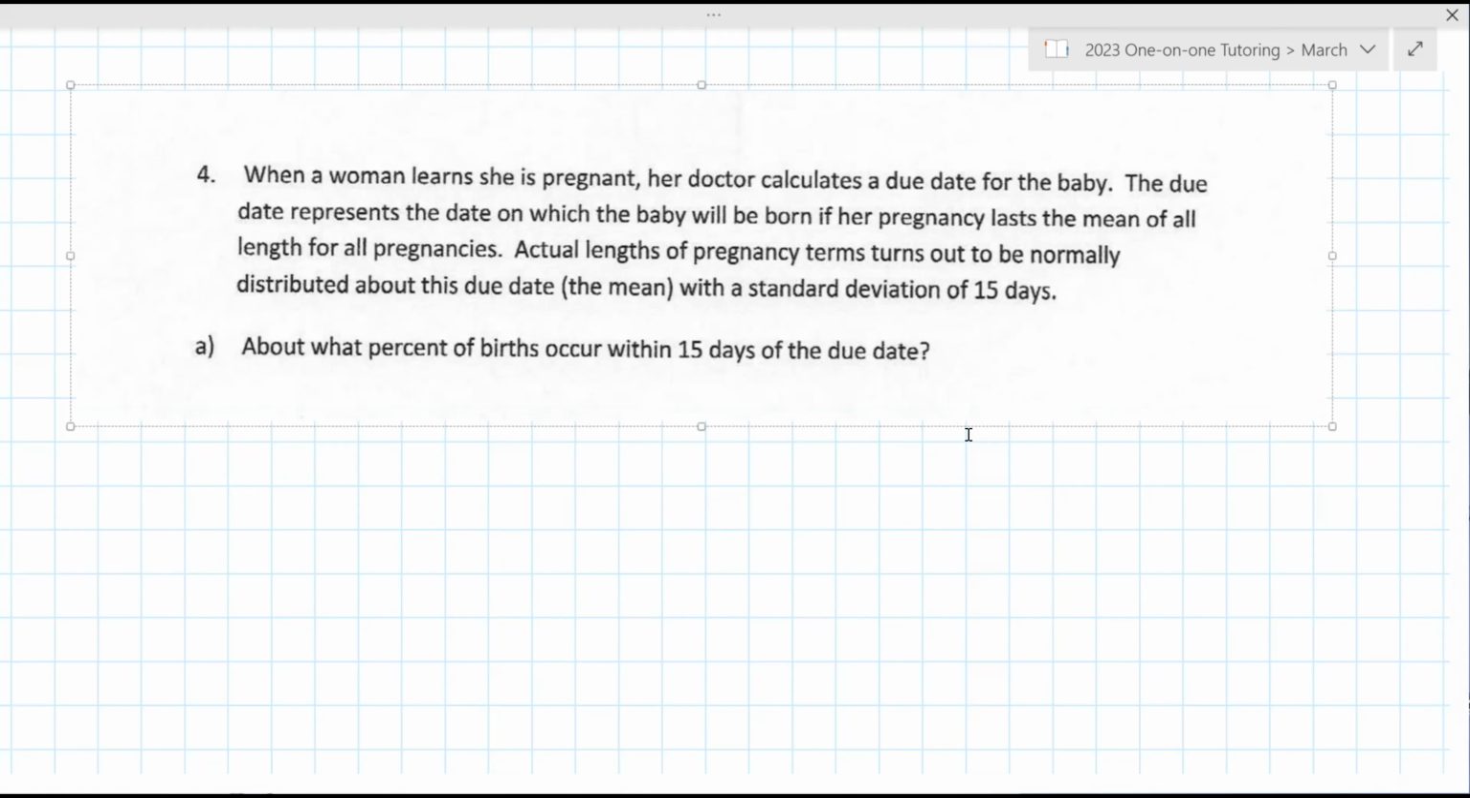I don't know about that part, but I do know that they use probability to estimate due dates. Yeah, I was a day late and a premature baby, so whoever was calculating me was not on it at all.